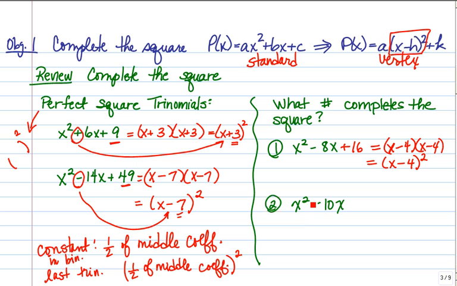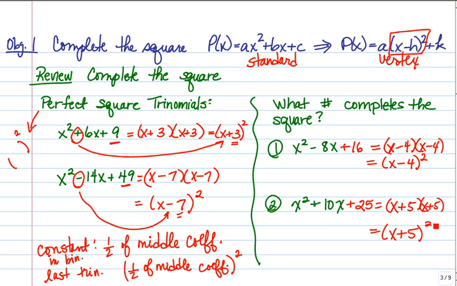Now what about x squared plus 10x? Right, we would take half of 10, which is 5. 5 squared is 25. To check, that factors as x plus 5 times itself, which is x plus 5 squared.